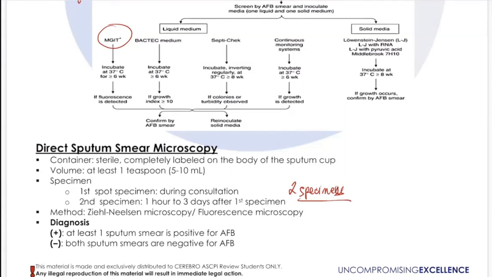So the method, pwede tayong gumamit ng Ziehl-Neelsen or fluorescence microscopy with the use of auramine-rhodamine stain. Okay? Auramine-rhodamine stain. Yung Kinyoun, usually ginagamit yan for tissue specimens, kasi yan yung tinatawag natin na tissue AFS. Okay? So in order for you to be diagnosed as positive, you have to at least give a positive result for at least one of the specimens. Okay?